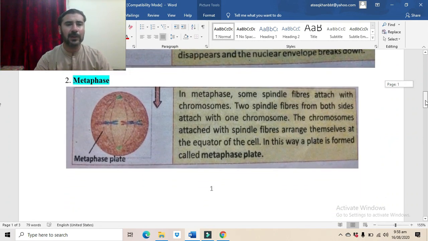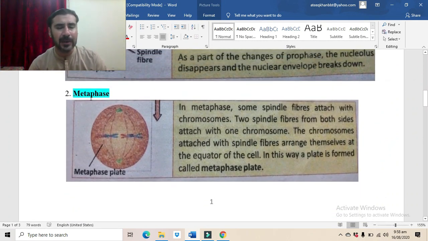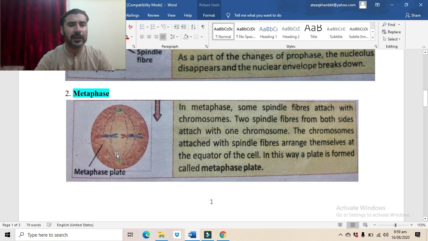Now we move towards the metaphase. What happens in the metaphase? The chromosomes which are already formed will arrange themselves at the center of the cell, and the spindle fibers, two from this side and two from this side, will attach with the chromosome at the center, at the centromere position.